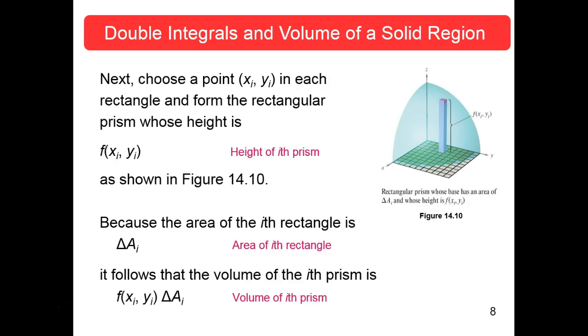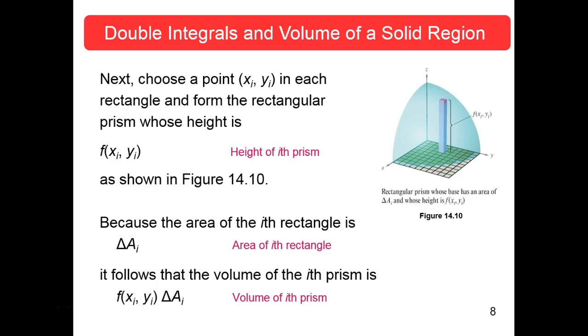Next, choose a point x sub i, y sub i in each rectangle and form the rectangular prism whose height is f of x sub i, y sub i. That's the height of that prism. Now we took the highest point to be that one. There's the prism, and there's its height, f of x sub i, y sub i. That's the tallest prism, so you're going to be overshooting the volume a little bit.